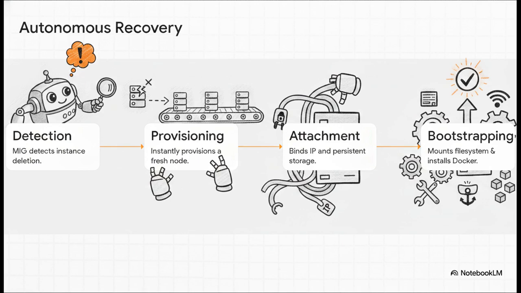Now you might be wondering, what happens when Google Cloud inevitably preempts and just kills your cheap instance? Well, the magic happens through a fully automated workflow. I want you to think of the managed instance group almost like a hyper-vigilant robot manager.